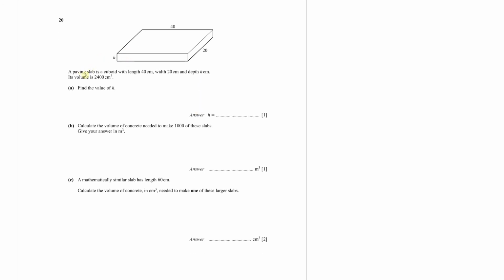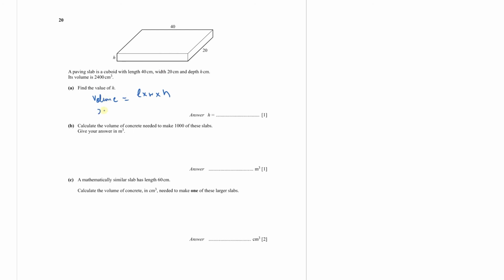The next question is, a paving slab is a cuboid with length 40 centimeter, width 20 and height h. Volume is 2400 centimeter cube. Find the value of h. So you know that volume is length into width or breadth. It's written here as width, so I'll write width into height.